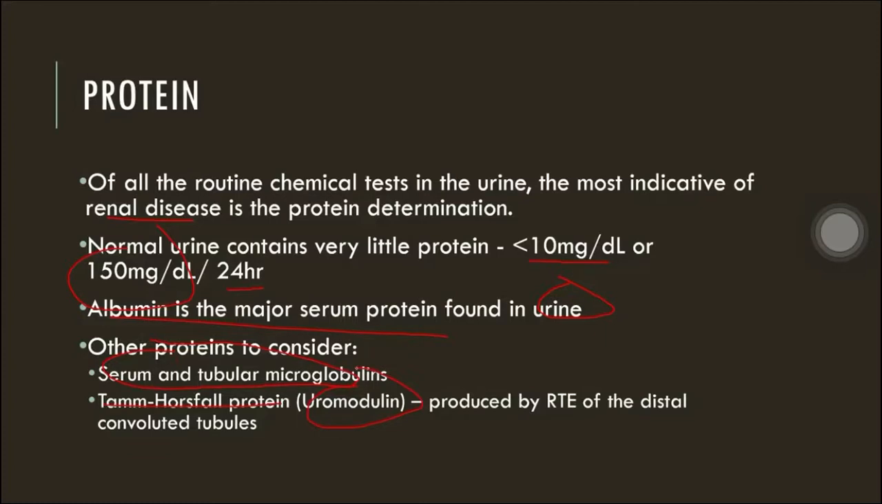Ito kasi si albumin, lumalabas lang to in certain conditions or pathologic conditions. But Tamm-Horsfall protein, ito yung major protein normally found in urine because this is the only protein unique to the kidneys, which is uromodulin. So bakit siya unique sa kidneys? Because it is produced by the RTE or renal tubular epithelial cells of the distal convoluted tubules.